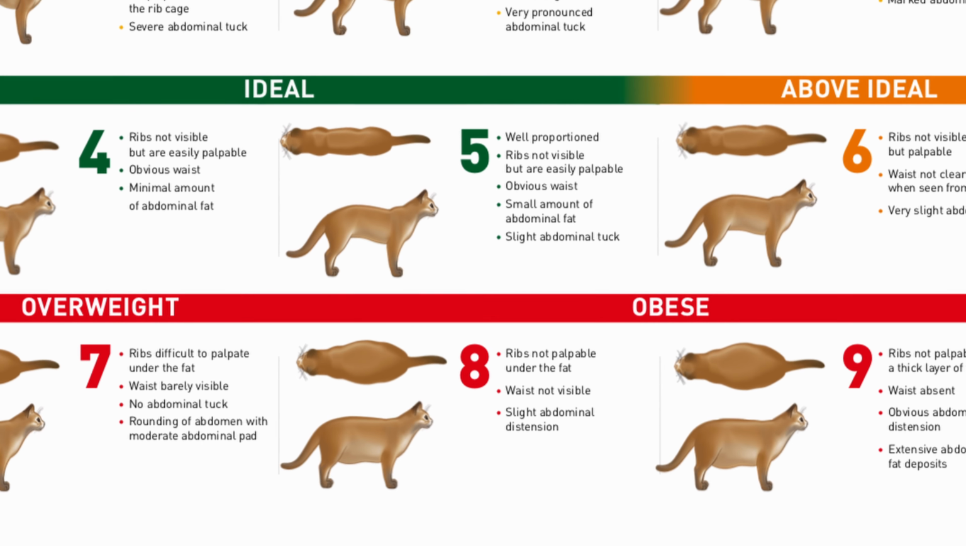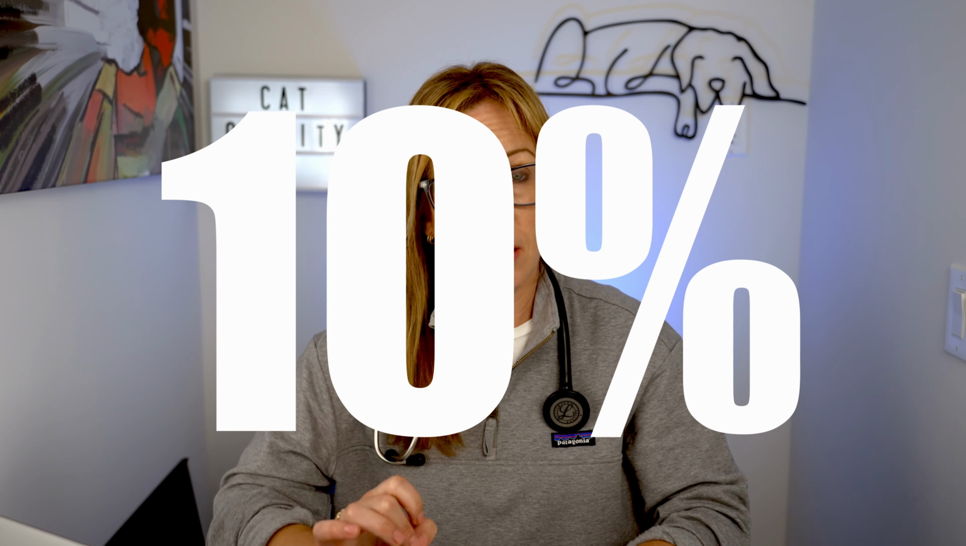And every increment above 5 represents 10% extra body weight. So a 6 is 10% overweight, a 7 is 20% overweight, and so forth.